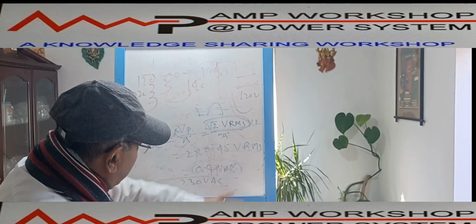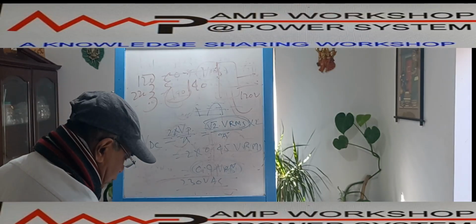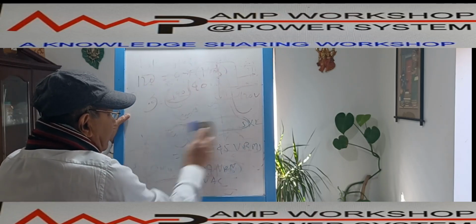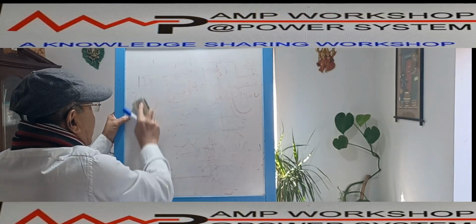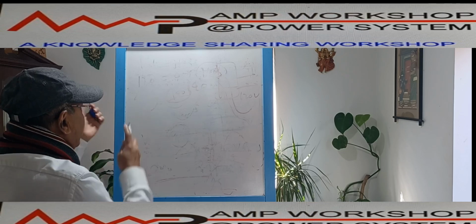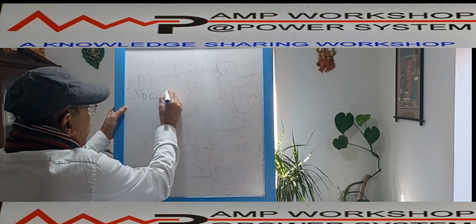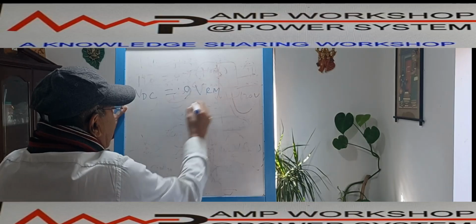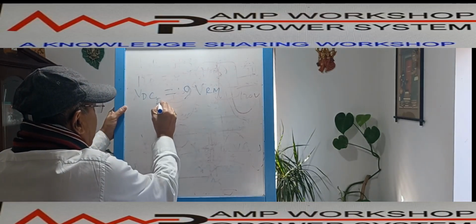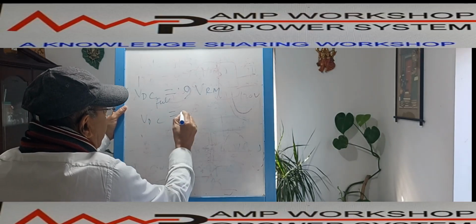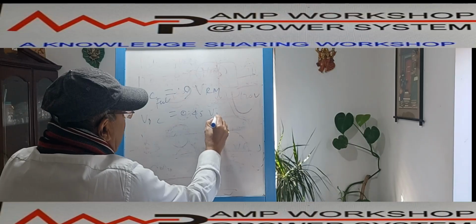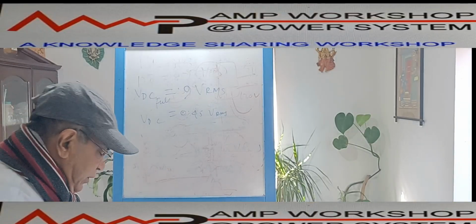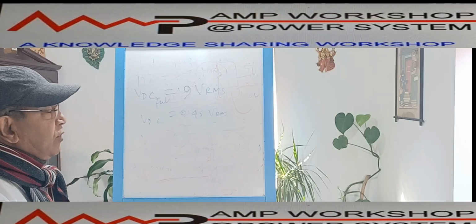Okay, so this is the calculation for the DC voltage. Simply we can say VDC output in terms of VRMS: in the case of a full wave rectifier, VDC is approximately 0.9 VRMS. That is for full wave. And in the case of a half wave rectifier, it will be 0.45 VRMS. So these are the formulas we use for the calculation of the DC. These are the full wave rectifier using diodes.